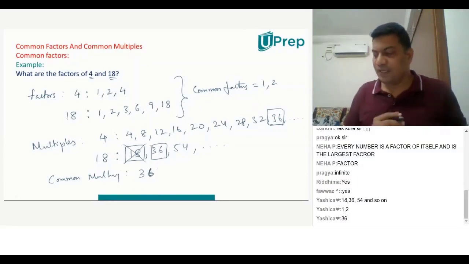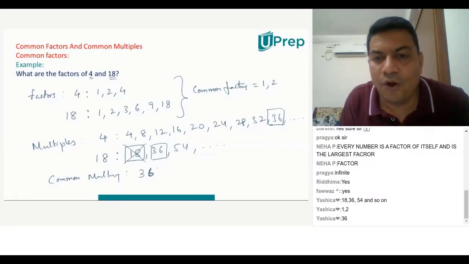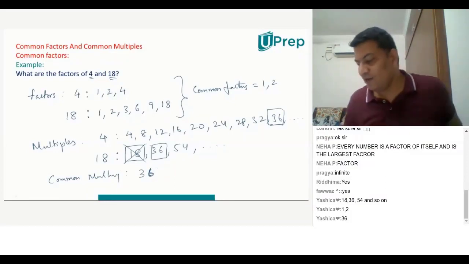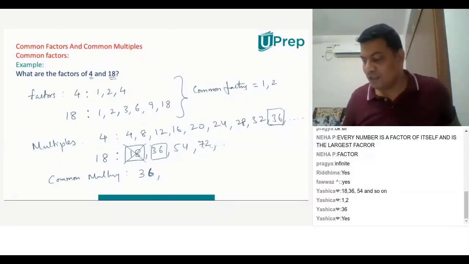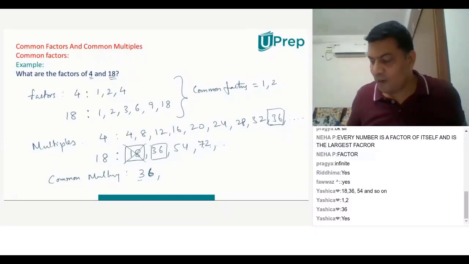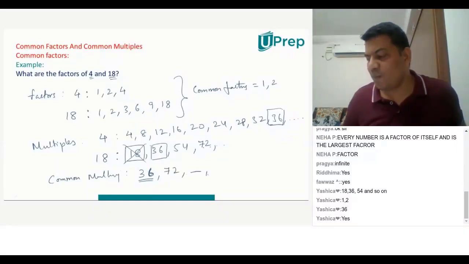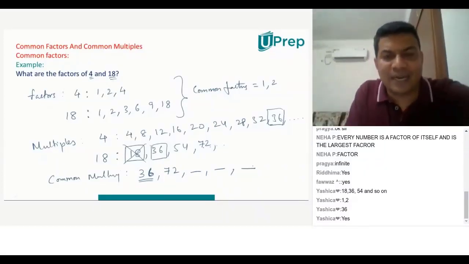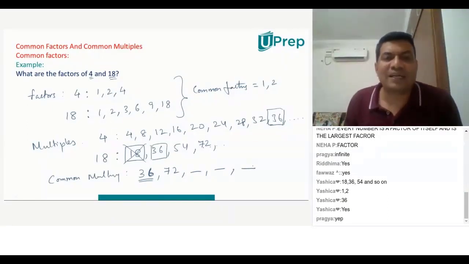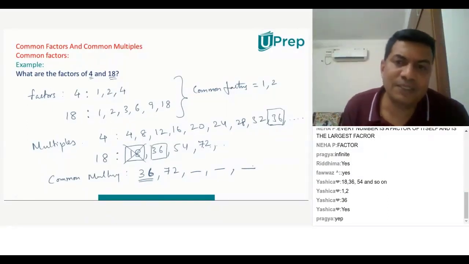Now is 54 a common multiple? No, it's not. Then what will be the next number? After 54, it will be 72. Is 72 a common multiple? Yes, it's a common multiple. So you need not worry. Once you get a common multiple, you just need to do the next multiplication. 36 ones are 36, twos are 72, and so on. Those will be the common multiples. Have you understood the basic mathematics behind factors, common factors, multiples, common multiples?